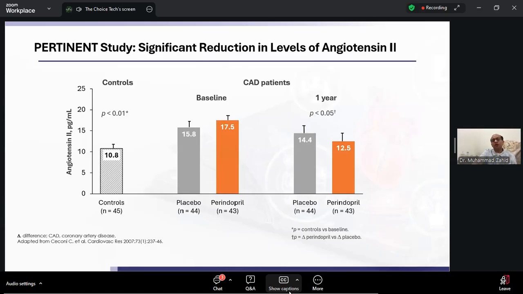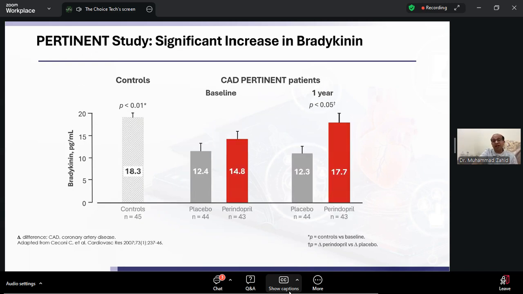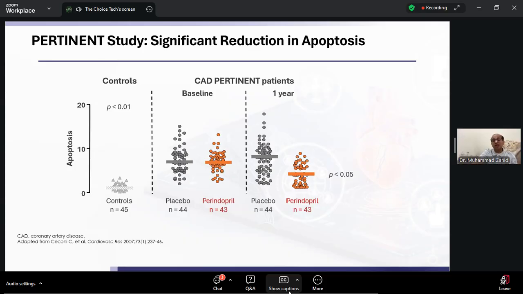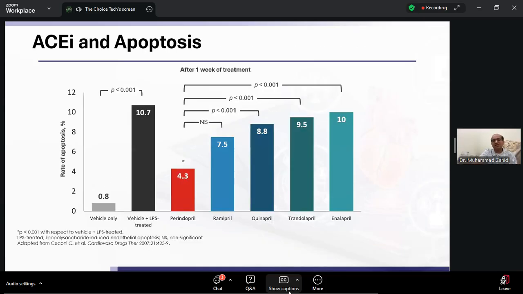There is a study in which we looked into it. It is a sub-study of the EUROPA trial, in which they looked at the placebo versus perindopril and the levels of angiotensin. And it's very understandable, as I explained the mechanism of action. After 1 year, the perindopril arm showed a decrease in the level of angiotensin 2, which was statistically significant, as well as a rise in the bradykinin levels, and more so a decrease in endothelial apoptosis. Hence, all that leads to the extra effect beyond the blood pressure control by the ACE inhibitors.